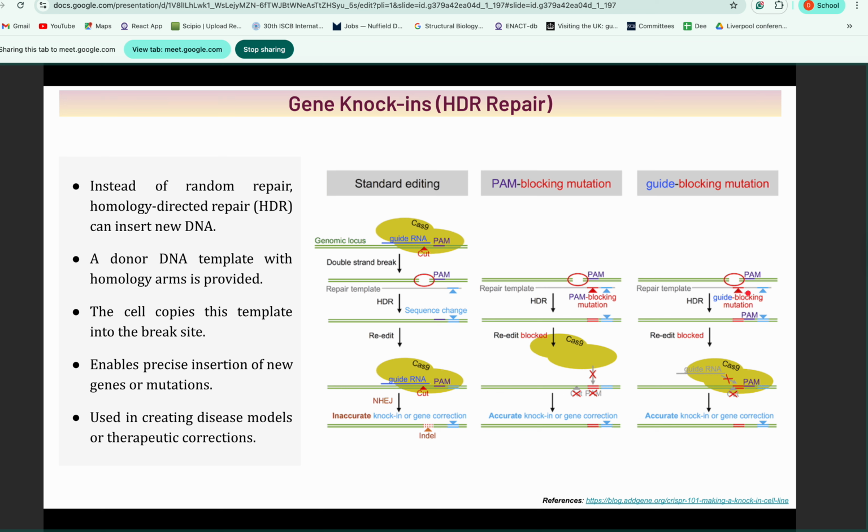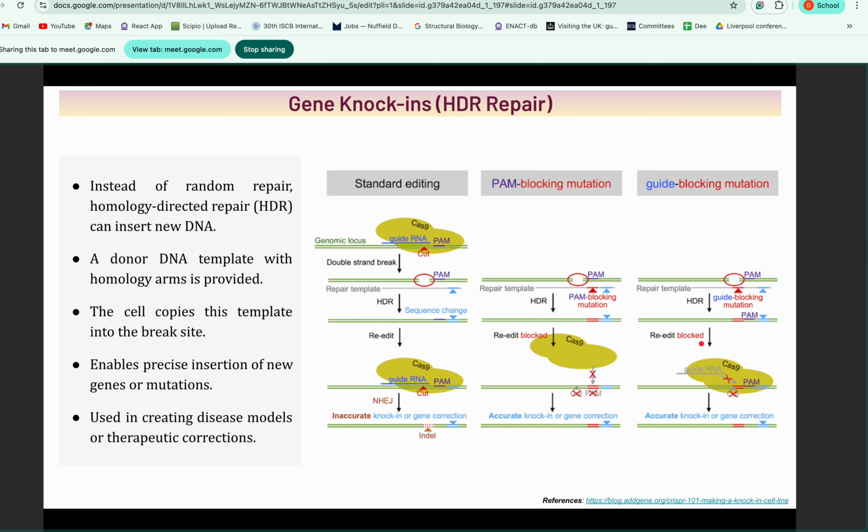Now what happens is that PAM is required for Cas9 to identify it and make sure where to cut. But at the same time, we also require the guide RNA, which is recognizing the site in the double-stranded DNA, which is complementary. That's why only the guide RNA will bind and then Cas9 will cut. But now if we make a mutation in the region where the guide was previously binding, so now my guide will not be able to bind.